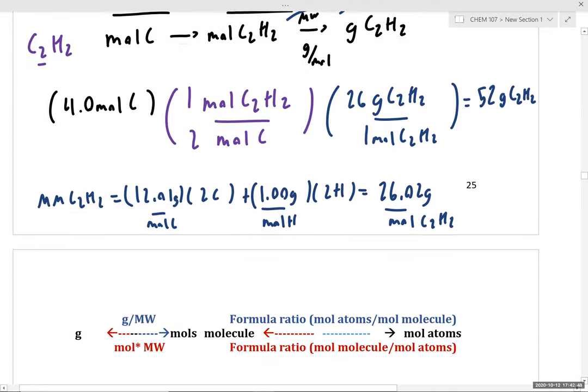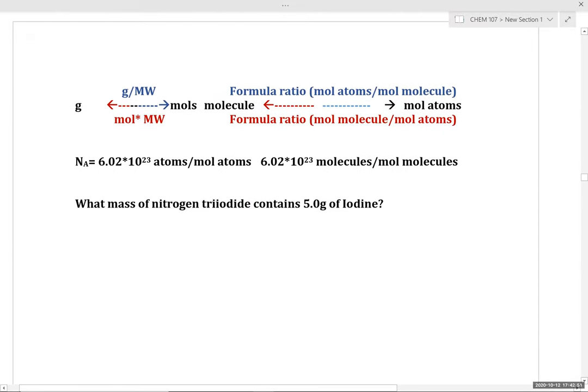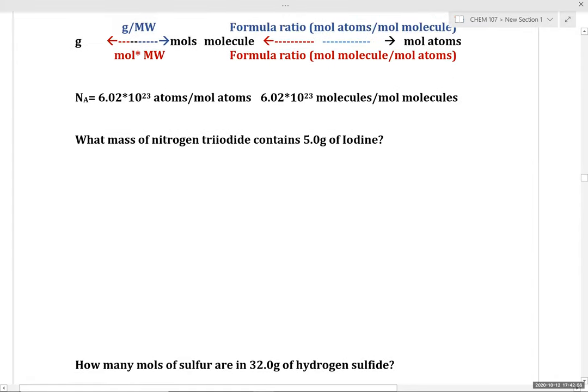So, to help tease out any potential concerns or questions that you have, I'd like you to work on the following examples. We're asked to calculate what mass of nitrogen triiodide contains 5 grams of iodine and how many moles of sulfur are in 32 grams of hydrogen sulfide. And now you may say, wait a minute, I don't see the formulas here. Well, from the name, we can figure out the formulas, right? We know from nomenclature how to calculate and determine the formula.